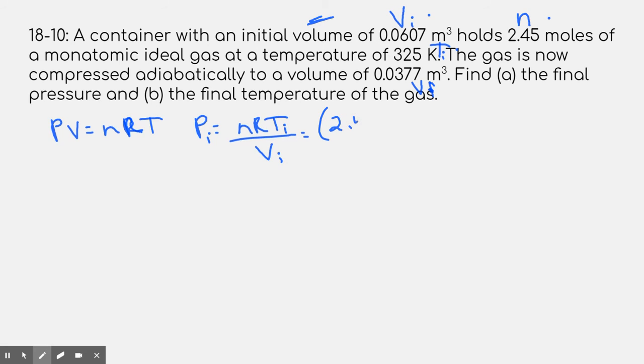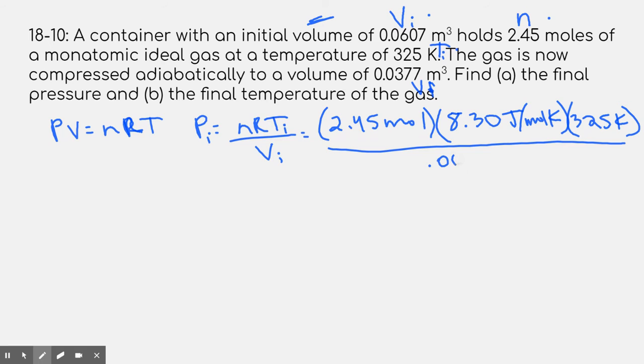So, 2.45 moles. The R value, if you'll recall from the previous unit, is 8.31, joules per mole Kelvin. And our temperature is 325 Kelvin initially. Our initial volume is 0.0607 meters cubed. So the initial pressure is going to come out to 109 kPa.